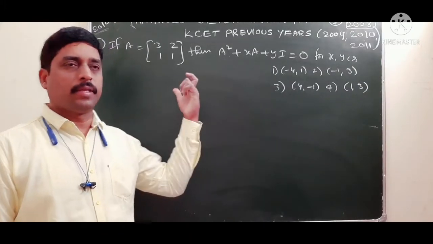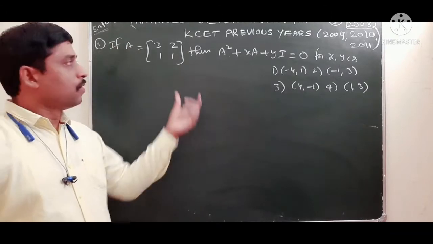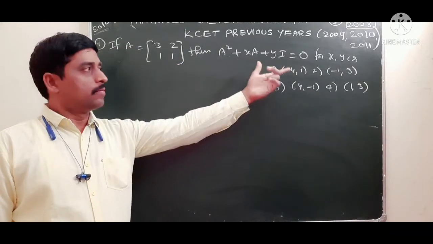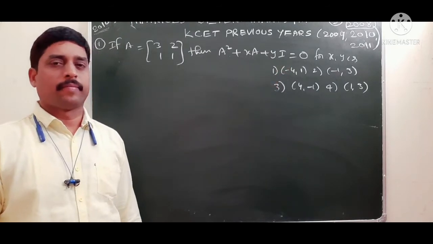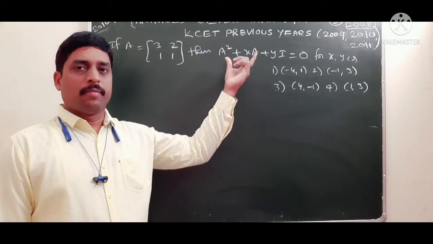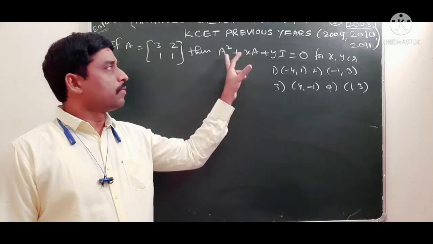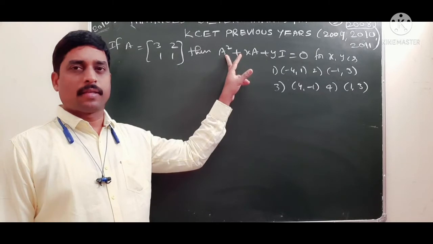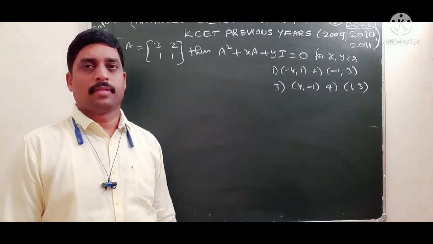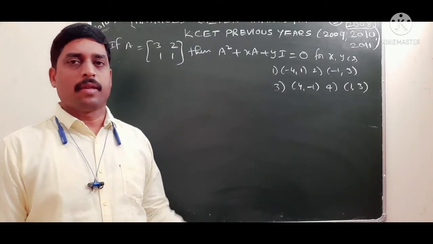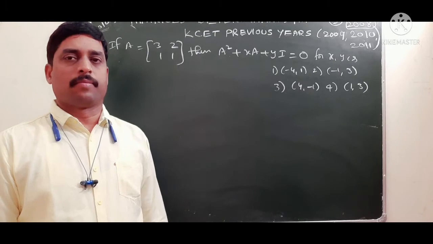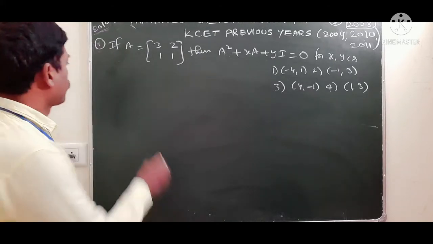So look at the next question. This is from 2010. A 2 by 2 matrix as well as a condition is given. Then find x and y. Okay, so two methods are there. One method is according to the PU model. First of all, we have to find A square and x into A plus y into I. That is the PU model. The second method is by using the characteristic equation.